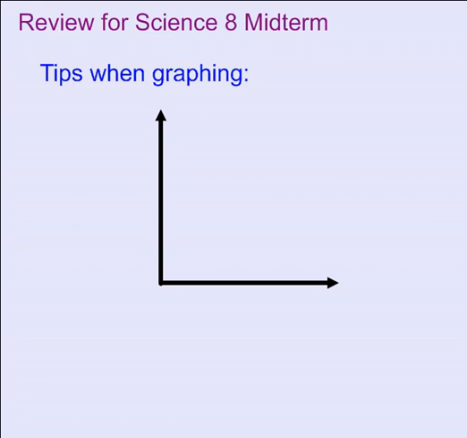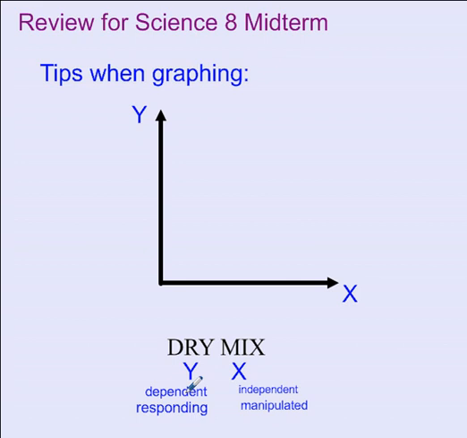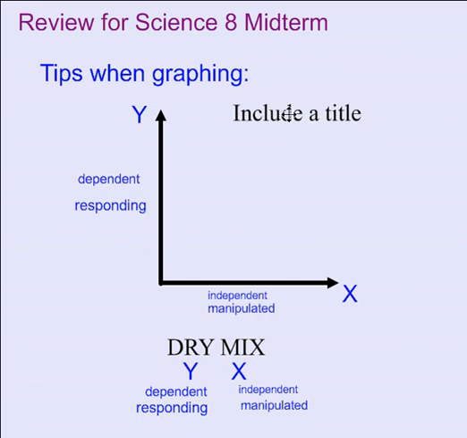All right, let's review some stuff about graphing. First of all, the axes. This is the y-axis. This is the x-axis. You then have to determine what variable you're going to place on what axis. The simple phrase DRY MIX can help you remember this. The D and the R stand for dependent and responding. The M and the I stand for manipulated and independent.